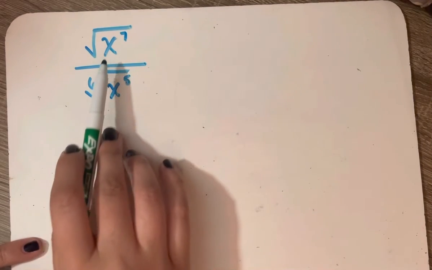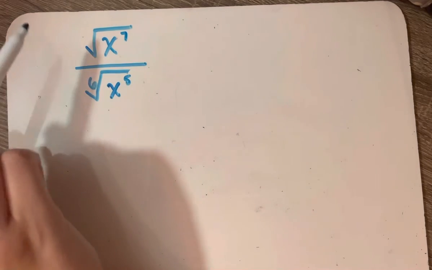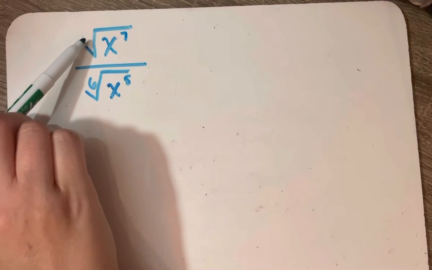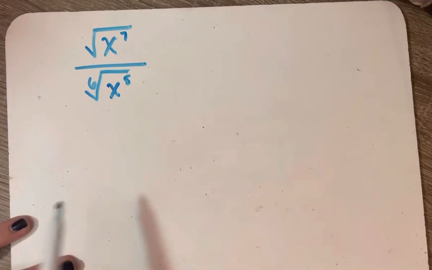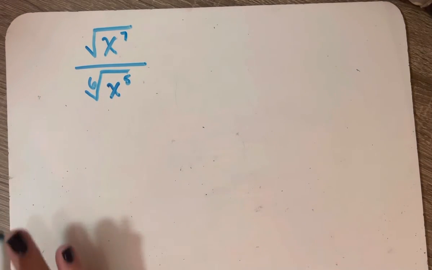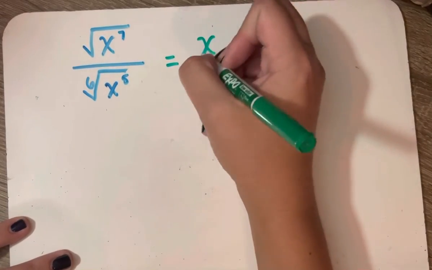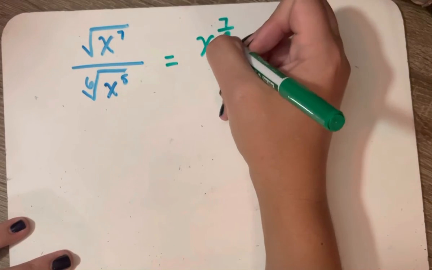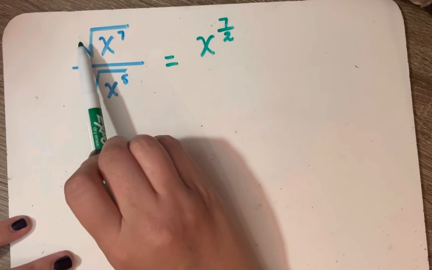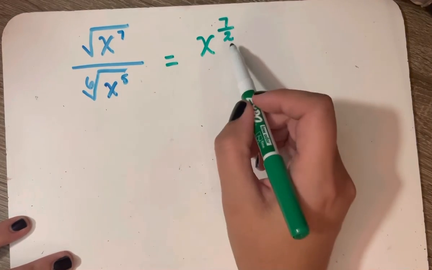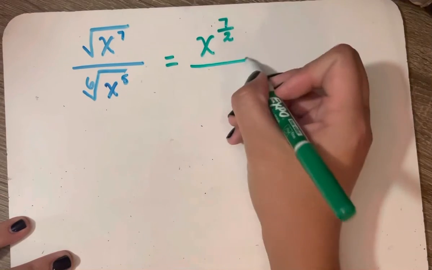Here we have two radicals, and I'm trying to divide them. In order to do that, especially since we have a square root and a sixth root, so not the same type of root, I'm going to change these from radical form into exponential form. So this is the same as x to the power of 7 over 2. Again, since this radical doesn't have a number there, there's like an invisible 2 here. It's a square root, so that becomes the denominator of this exponent.